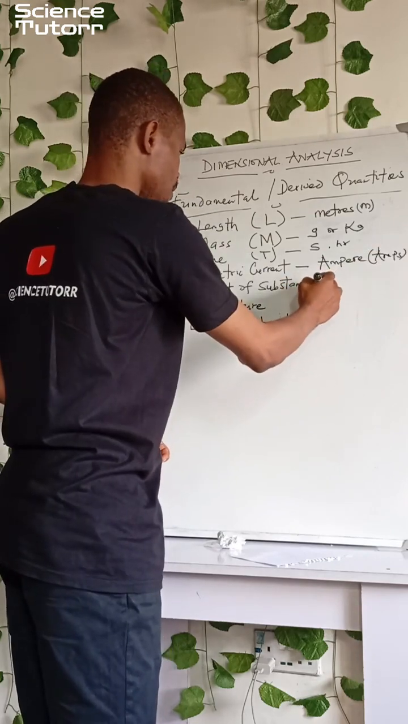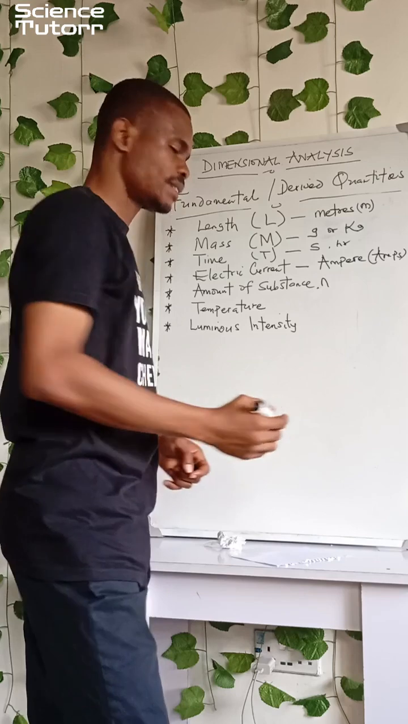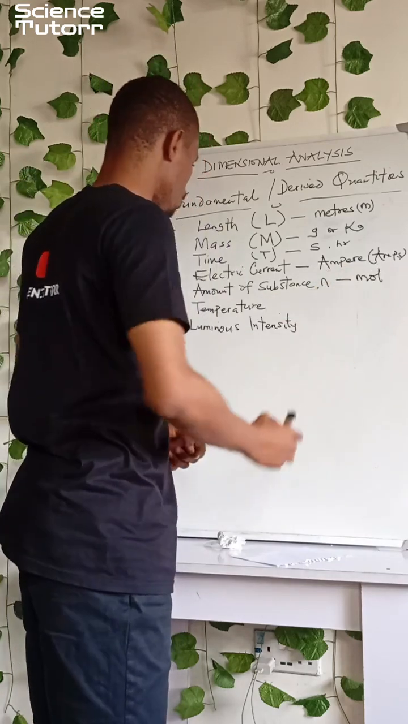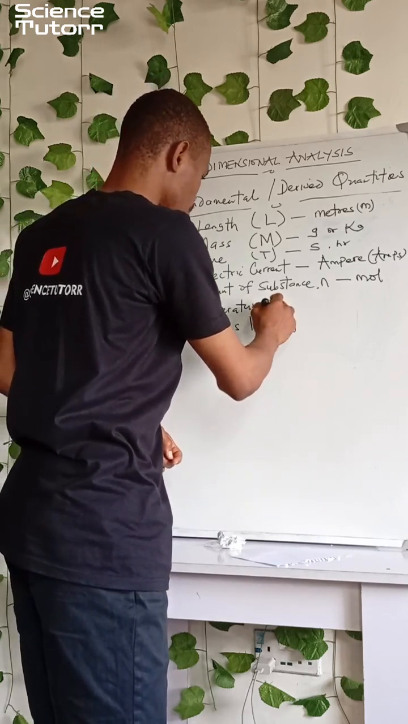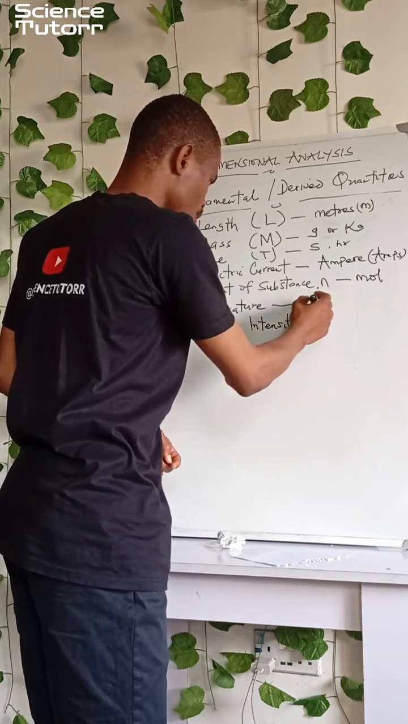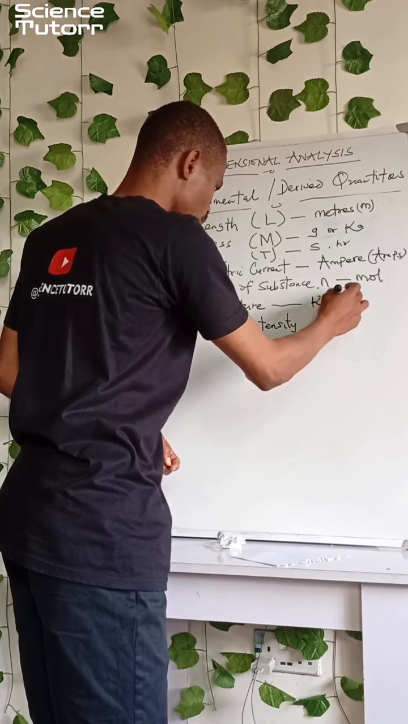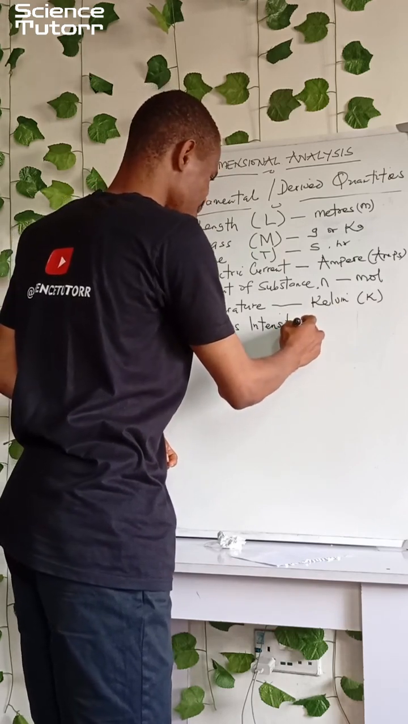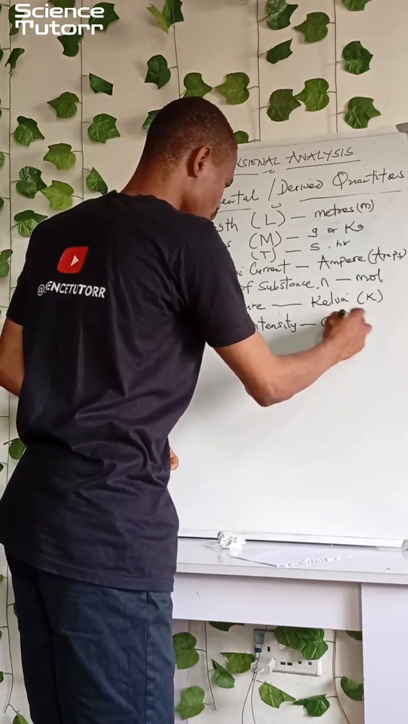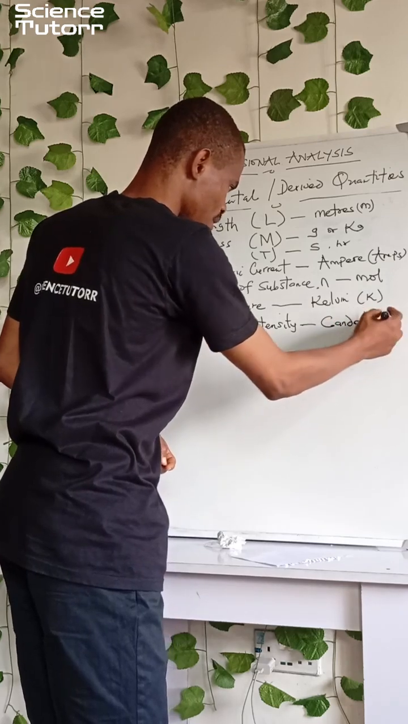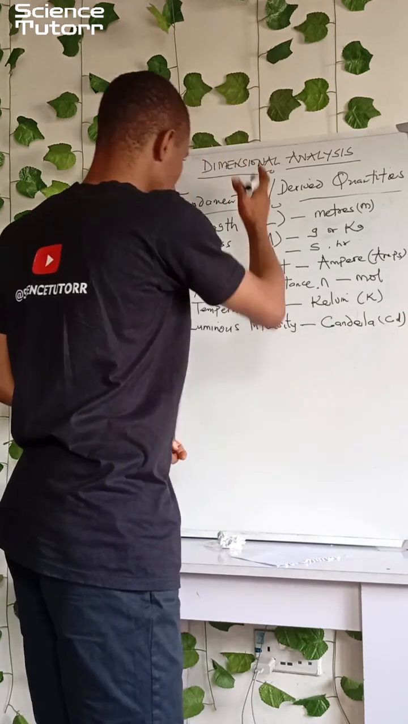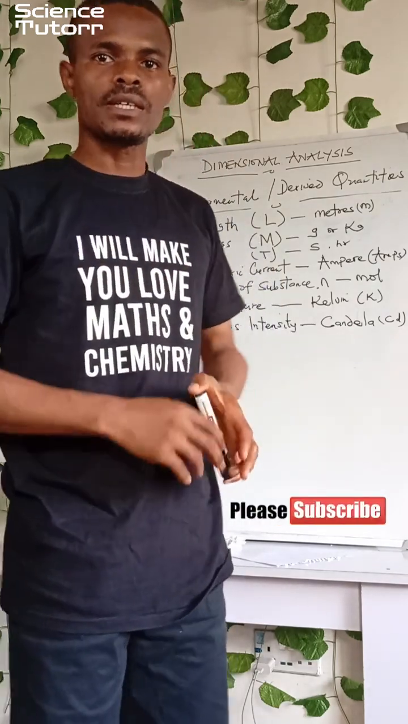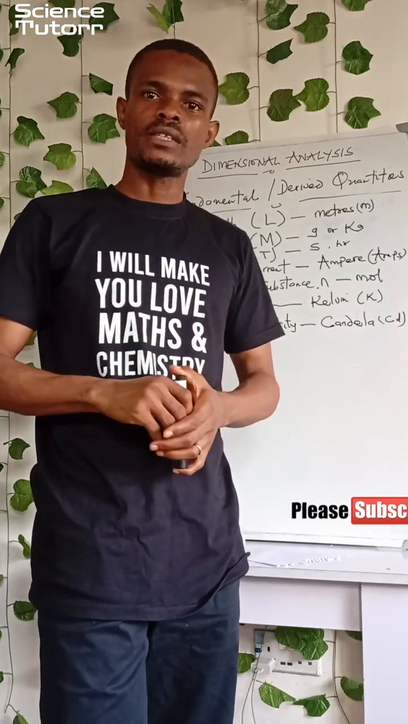Amount of substance, designated as N, has units in moles. Temperature has units in K, that is Kelvin. The luminous intensity has units in candela, for short, CD. So these are the 7 fundamental quantities that are used in dimensional analysis.